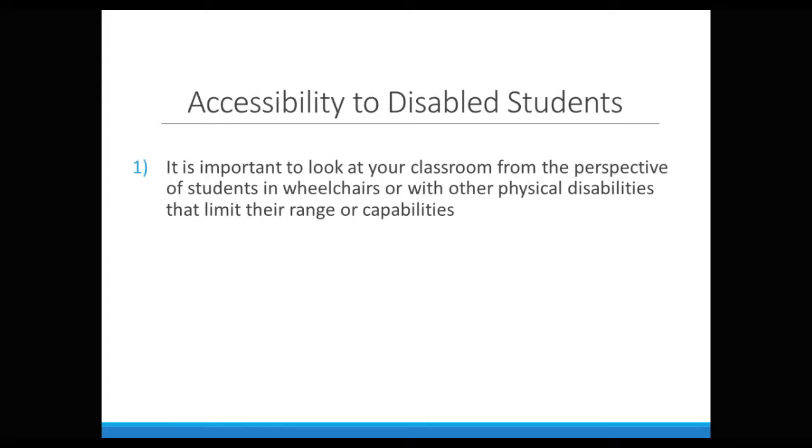Number one, it's important to look at your classroom from the perspective of students in wheelchairs or with other physical disabilities that limit their range or capabilities. They often need more space in order to maneuver through the room, get into desks, or get up to computers and the like. Check in with them on occasion to see if their needs are being met. Usually small accommodations are really all that's needed, and they're very appreciated.